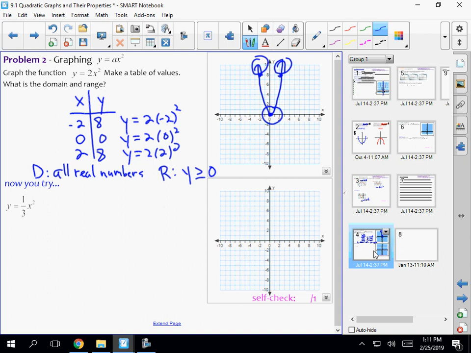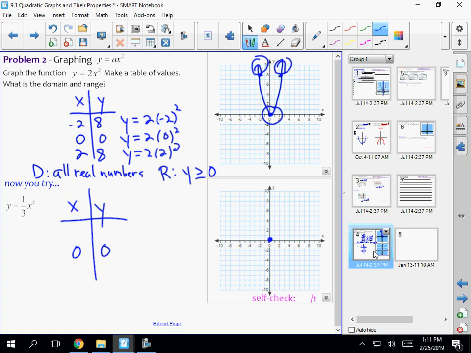So as I go to this one and I make my table, let's be smart about the table. Would 0 be a good one to use again on this? Yeah, I think it will be, because what's the vertex going to be here? Put 0 in. The vertex is going to be 0.